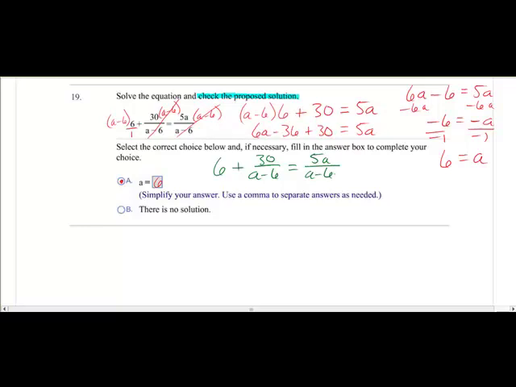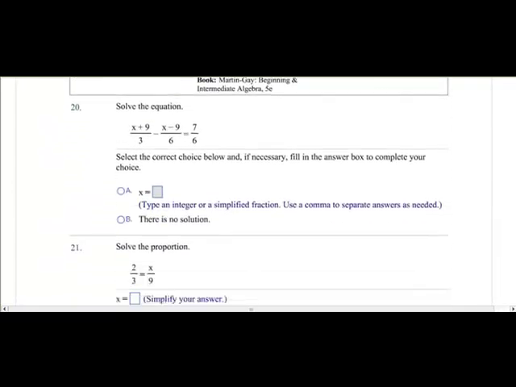What happens if I plug in a equals 6? I get a bunch of zeros in denominators. So, in fact, 6 is not the answer. The answer is there is no solution, because the only answer I came up with does not actually work. I cannot plug in 6 for a, because it gives me a 0 in the denominator, so there's no solution. Tricky, tricky, I know.